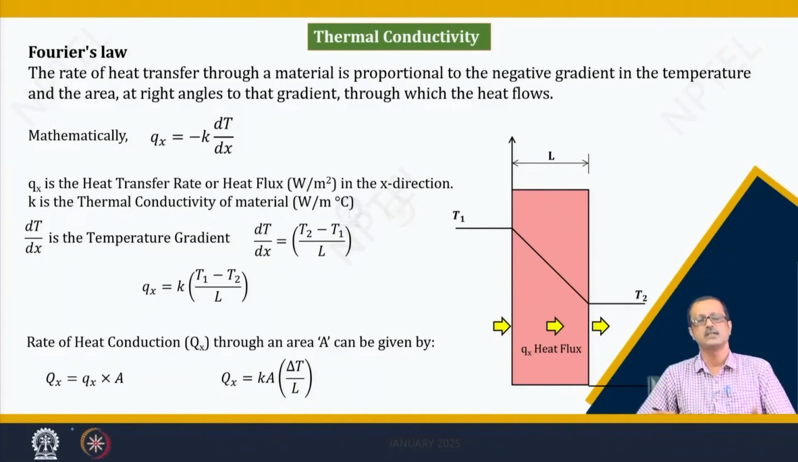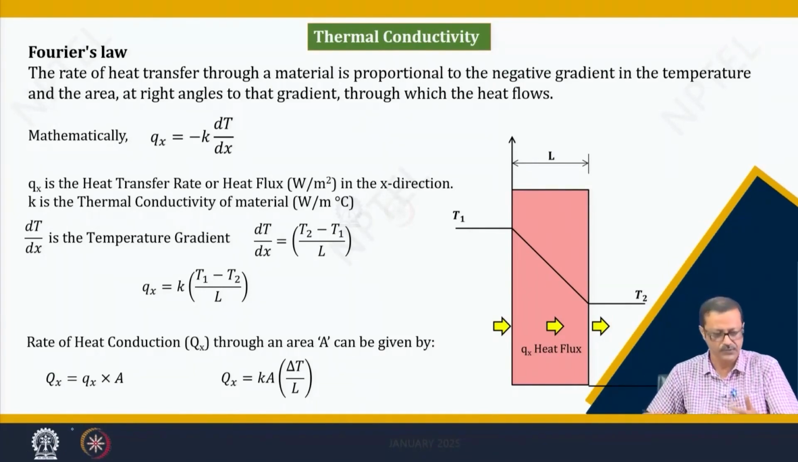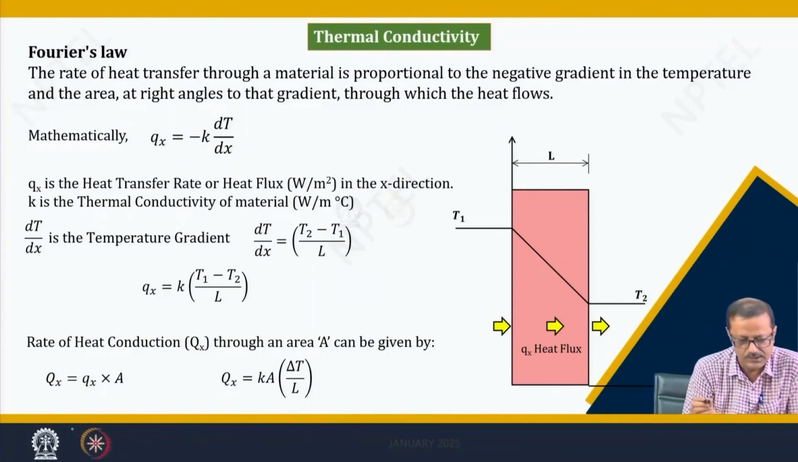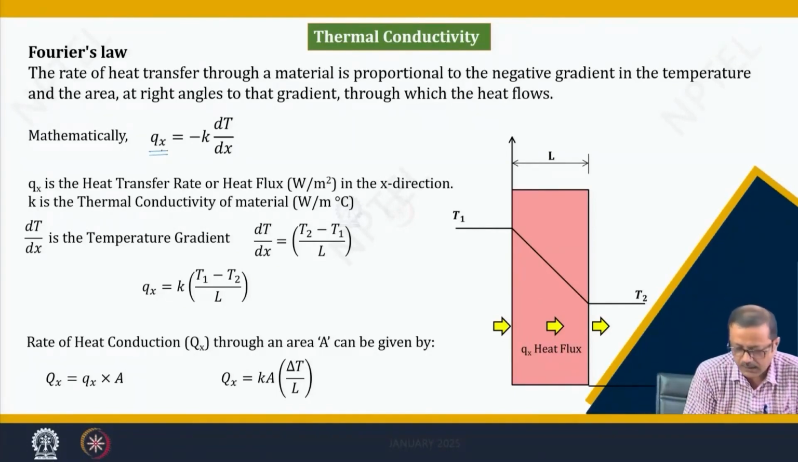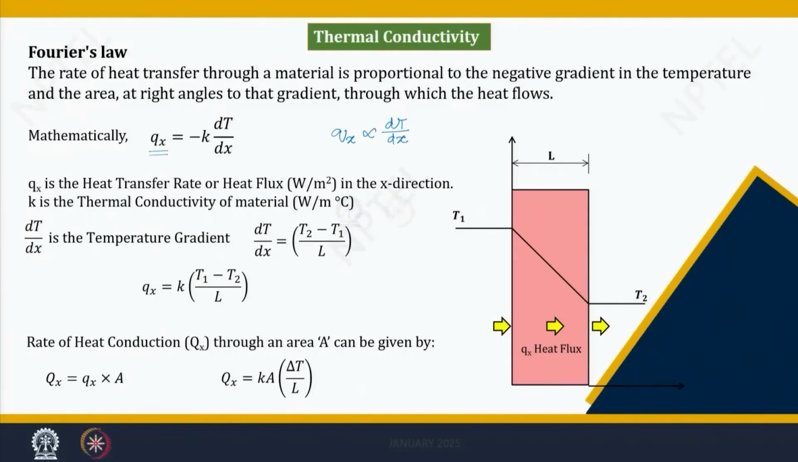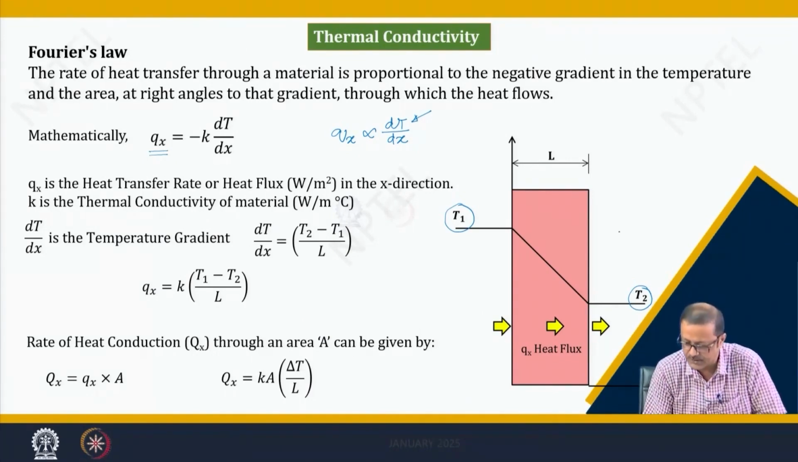It mathematically follows a law called Fourier's law. This law states that the heat flux, which I have denoted as Qx, is minus k into dT/dx. Actually, Qx is proportional to this dT/dx. This dT/dx is the thermal gradient: there is an external temperature and an internal temperature, or the two temperatures on both sides of a particular object, and a differential temperature exists.